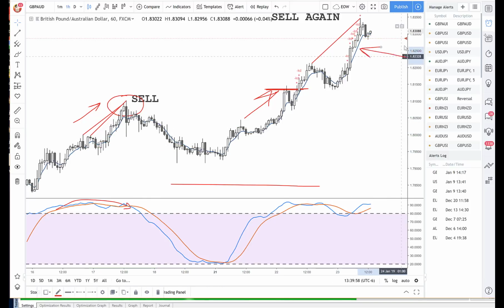Now, this is an example of a sell trade setup, but the robot can also buy. It doesn't have to just sell. It can do exactly the reverse. And we'll look at an example of that in a moment.